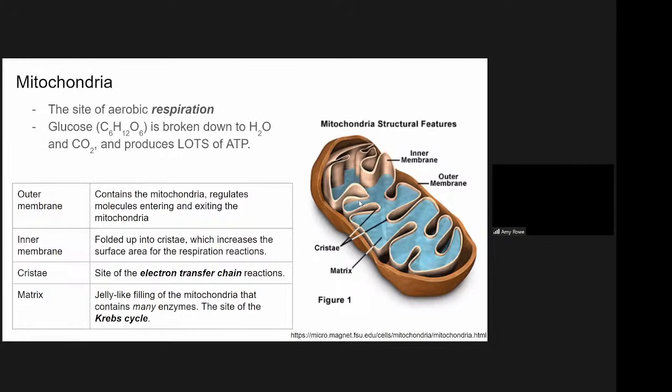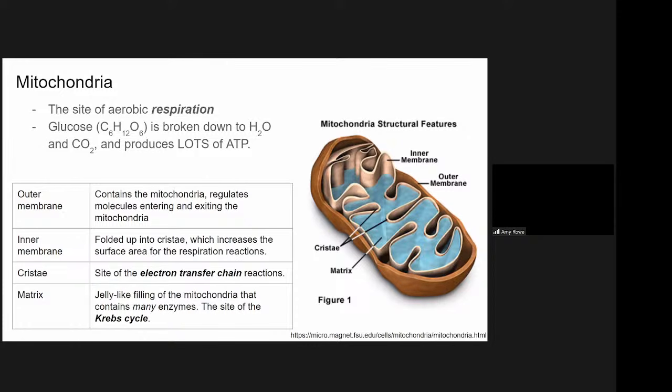This is kind of like the big bag that contains our mitochondria, and it regulates the molecules entering and exiting the mitochondria. Inside, we have our inner membrane, which is folded up like this, kind of like the wall of the gut, if you like, into what are called cristae. So each of these folds is a cristae. And these cristae act to increase the surface area of the inside of our mitochondria.